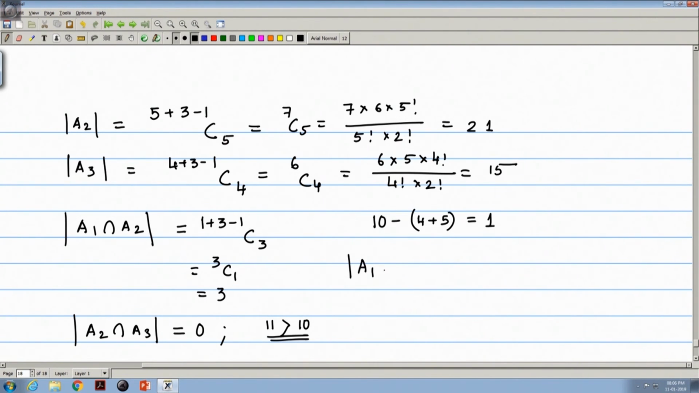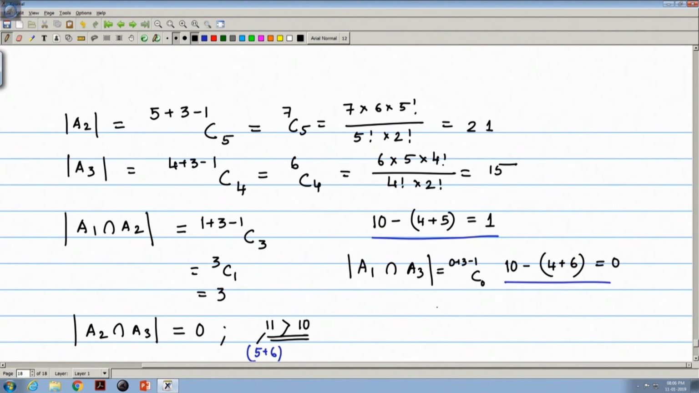Now, for A1, A3, this becomes 10 minus 4 plus 6. Here 11 is coming from 5 plus 6, B and C. So, this becomes equal to 0. So, A1, A2, A3 is 0 plus 3 minus 1 C0, and this is equal to 2 C0, and 2 C0 is 1. So, I got these values: this is 21, this is 15, this is 3, 1, this is 0.